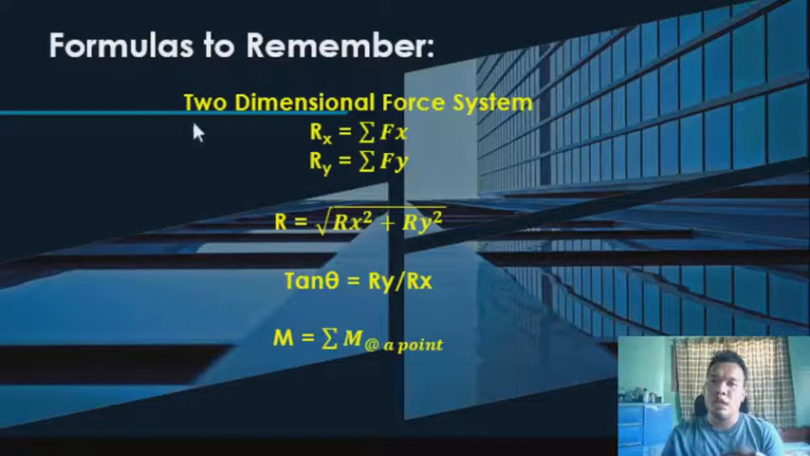So we have here two-dimensional force system, si Rx, which is equivalent to the summation of forces along x direction. Then we have resultant y, which is equivalent to summation of all forces along y direction. Then the total resultant is equivalent to the square root of Rx squared plus Ry squared. Then to determine the angle of inclination of the resulting force or the resultant, we have here tangent theta is equivalent to Ry all over Rx. So si rise over run lang po yan.